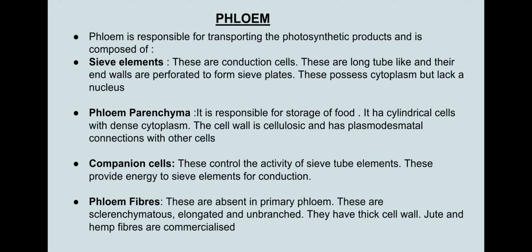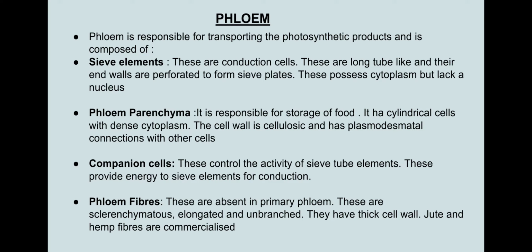Now phloem parenchyma is the parenchyma which is responsible for the storage of food. It has cylindrical cells and a dense cytoplasm. The cell wall is composed of cellulose, and the cell wall also has connections to other cells via the plasmodesmata. It also has companion cells. Now these companion cells are attached to the sieve tube elements and are responsible for providing the sieve elements the energy for conduction.